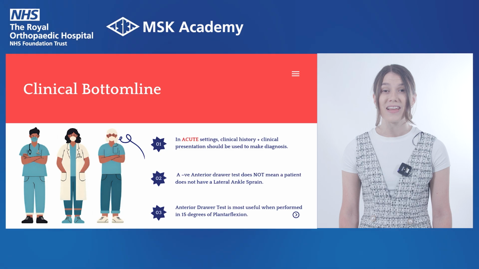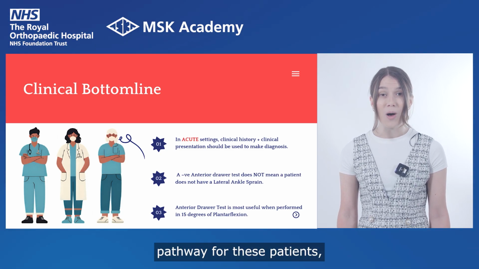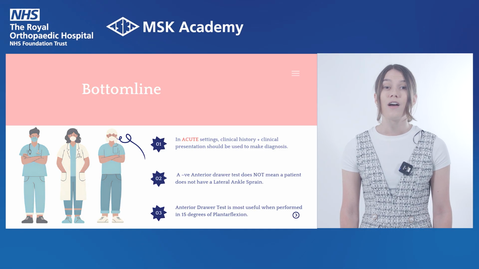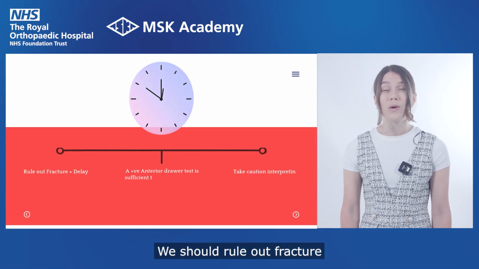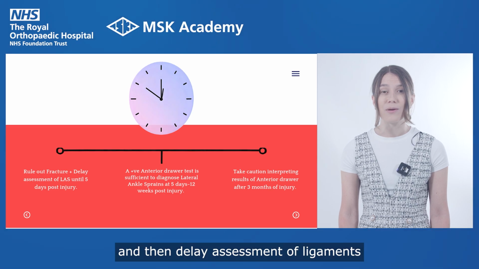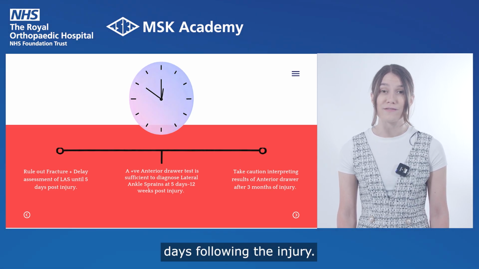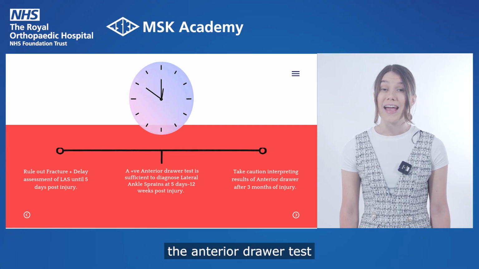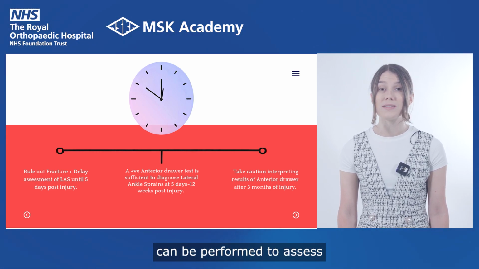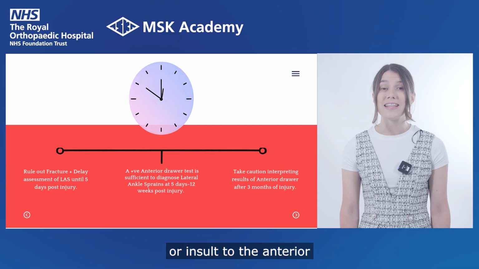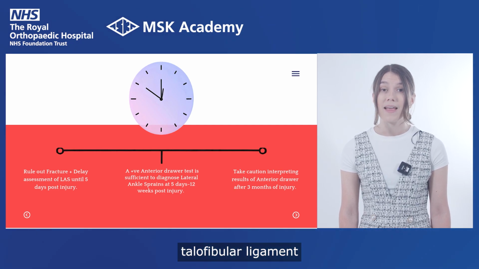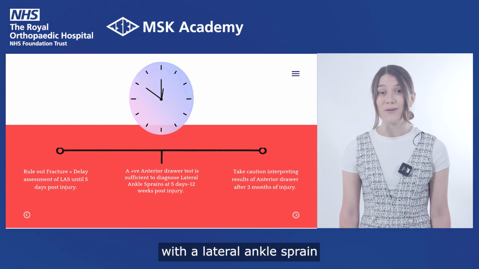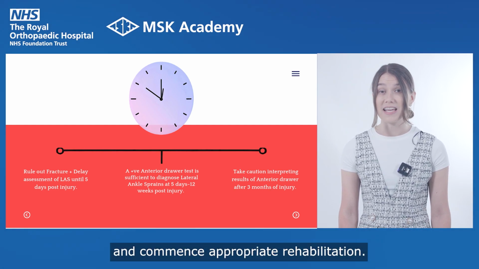hypothesis. Thinking about a clinical assessment pathway for these patients, we can follow a simple structure. For acute assessment, we should rule out fracture and then delay assessment of ligaments until at least 5 days following the injury. After 5 days of injury, the anterior drawer test can be performed to assess for injury or insult to the anterior talofibular ligament. A positive test at this point is sufficient to diagnose someone with a lateral ankle sprain and commence appropriate rehabilitation.